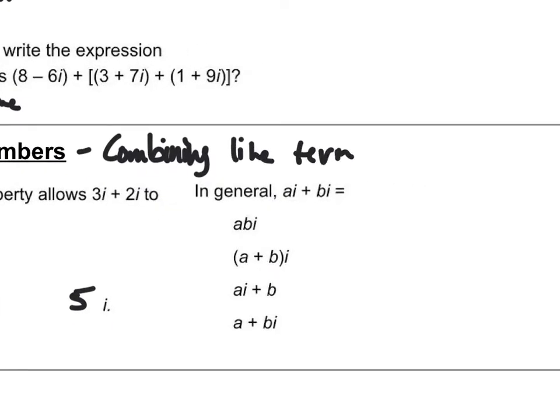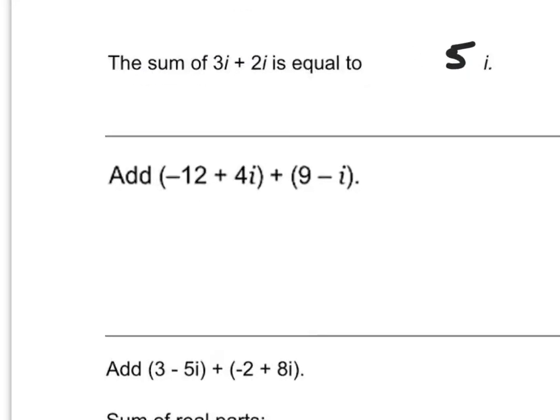In general, if you were to take ai plus bi, we can't really combine those because we have variables for our constants. So we have to just factor out an i here and leave it as the sum of a plus b, all times i.